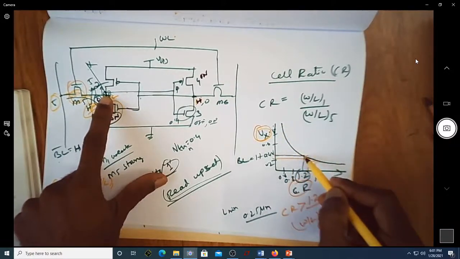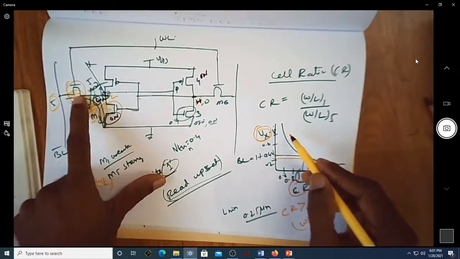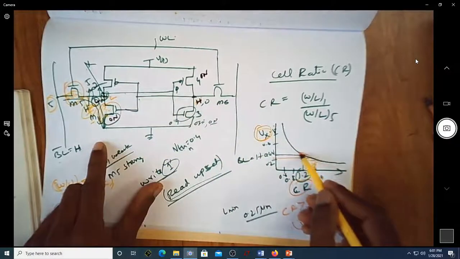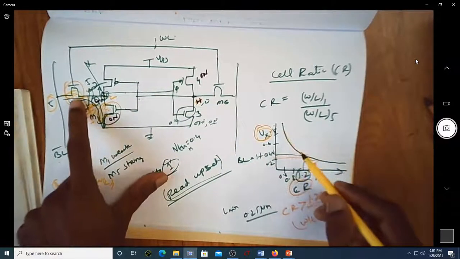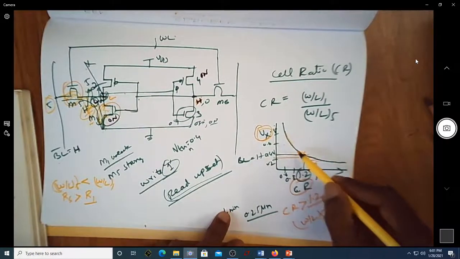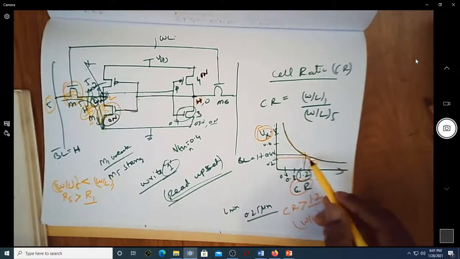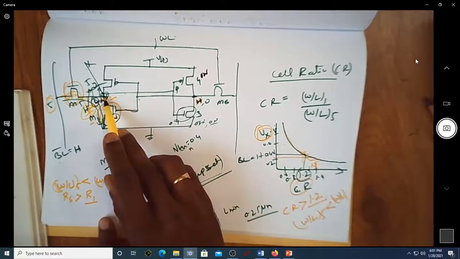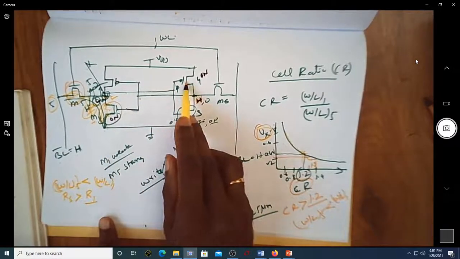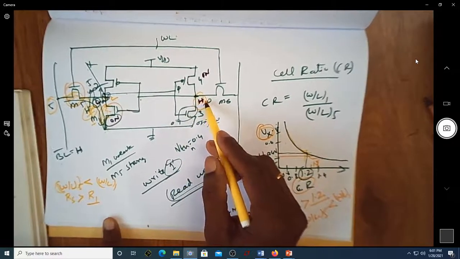Of course that voltage will certainly rise if the resistance offered by this M5 is less. If the resistance of M5 is more, then it won't rise beyond 0.4. If the voltage doesn't go above 0.4, then the transistor here remains in the on condition and this one remains in the off condition, so that you are able to properly read the value.